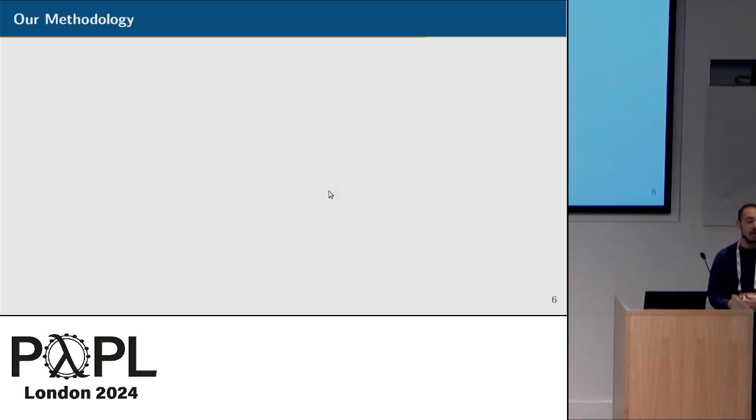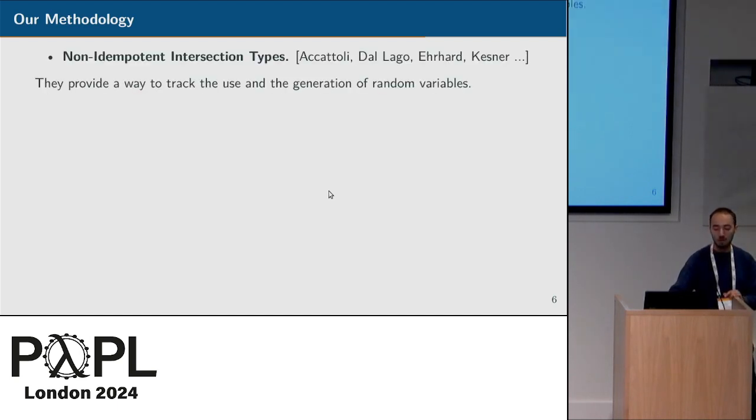So how do we achieve our goal? Let's see this in some points, our techniques. First of all, non-idempotent intersection types. These are tools that have been used in the last years to observe and characterize quantitative properties of programs. We use this kind of tool to keep track of random variables: copied random variables, generated random variables. And we can keep track of these random variables at compile time, let's say statically, without executing the term.